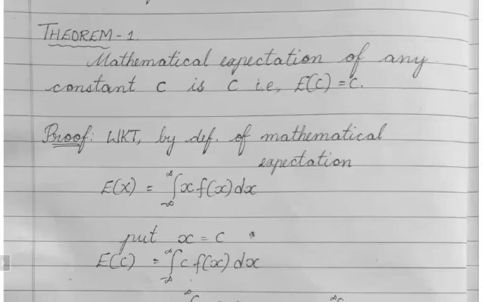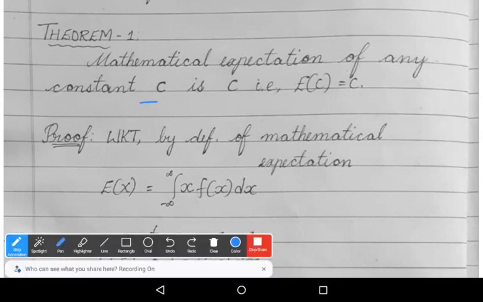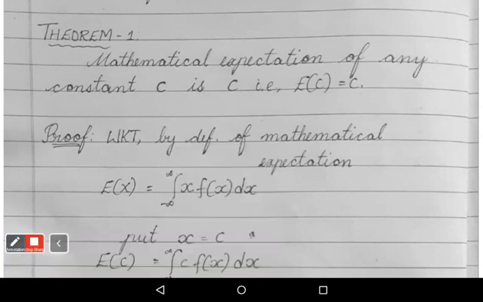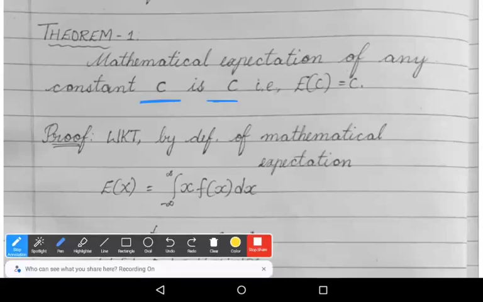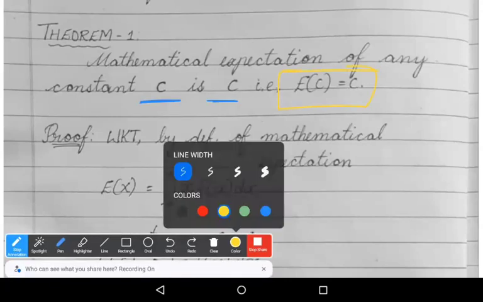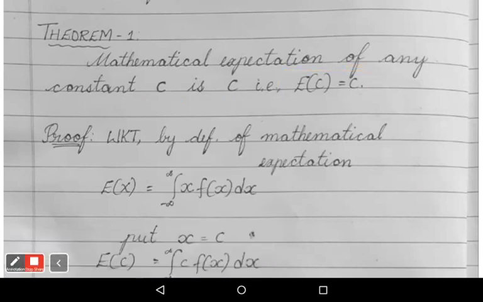In this video, we learn about three questions, that is proof of three properties of mathematical expectation of a random variable. Let us see the first one. The mathematical expectation of any constant C is C. That is, expectation of C is equal to C.